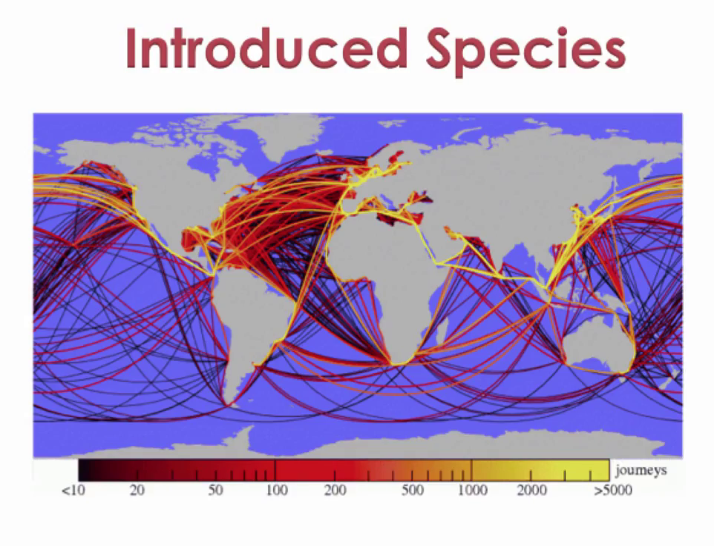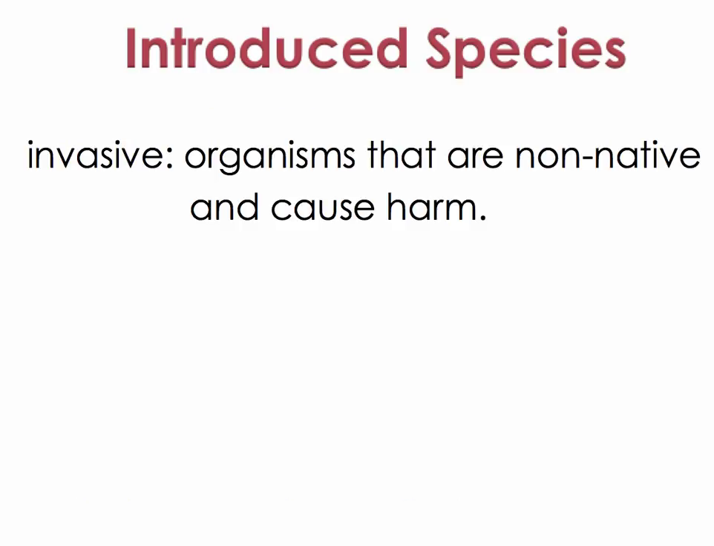You can see here, this is a map of all of the cargo ships in the last year and the routes that they've taken. You can see they pretty much crisscross the entire planet quite heavily. And these cargo ships can be bringing in species and moving them between places and increasing the probability for invasive species. So what is an invasive species?